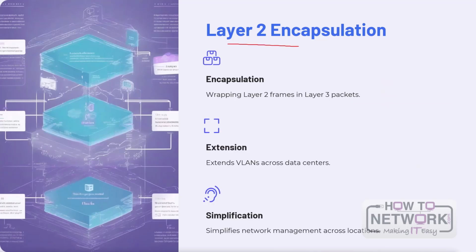Layer 2 encapsulation refers to the process of wrapping layer 2 frames in layer 3 packets. This technique is essential for extending VLANs across data centers and enabling seamless communication between devices located in 2 different physical locations. Layer 2 encapsulation simplifies network management by allowing administrators to manage VLANs as a single entity regardless of their physical location. This approach eliminates the need for complex configuration and routing rules, simplifying network operations and reducing the risk of errors.